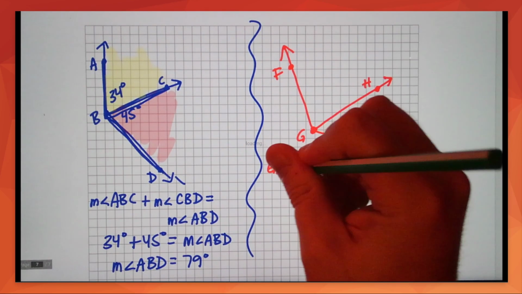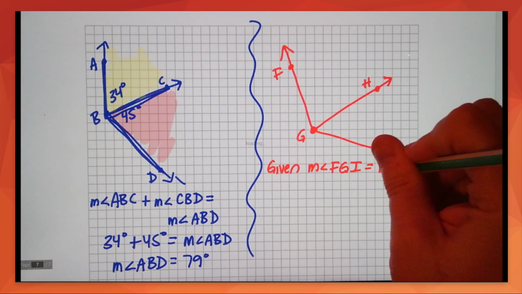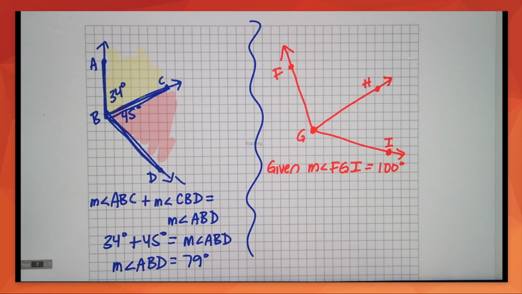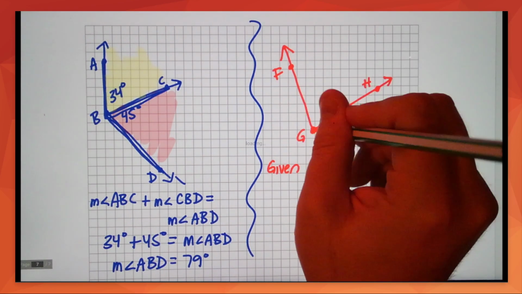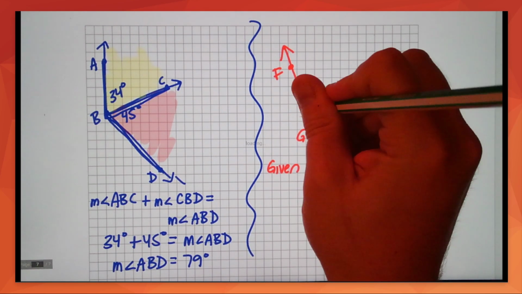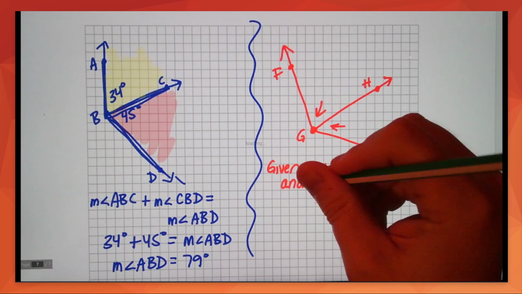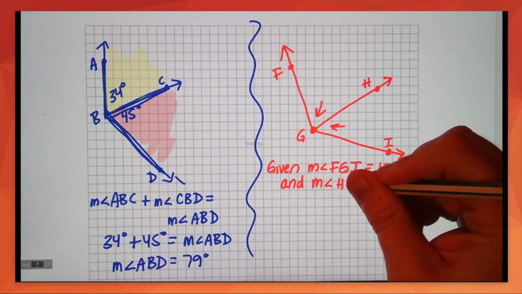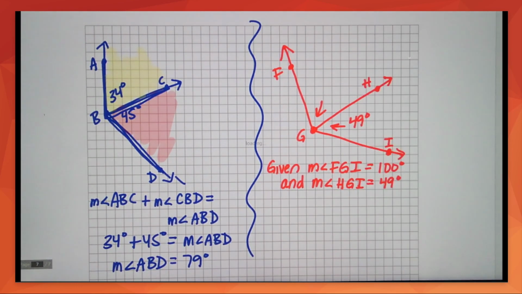And you're going to be given the measure of angle FGI is 100 degrees. Okay, that's important. The measure of FGI, this entire angle, all of this is going to be 100. That means, because of the angle addition postulate, that this angle and this angle added together need to make 100 degrees, okay? Now, I also need to tell you that the measure of angle HGI is 49 degrees. So that means we know that this is 49 degrees right here.